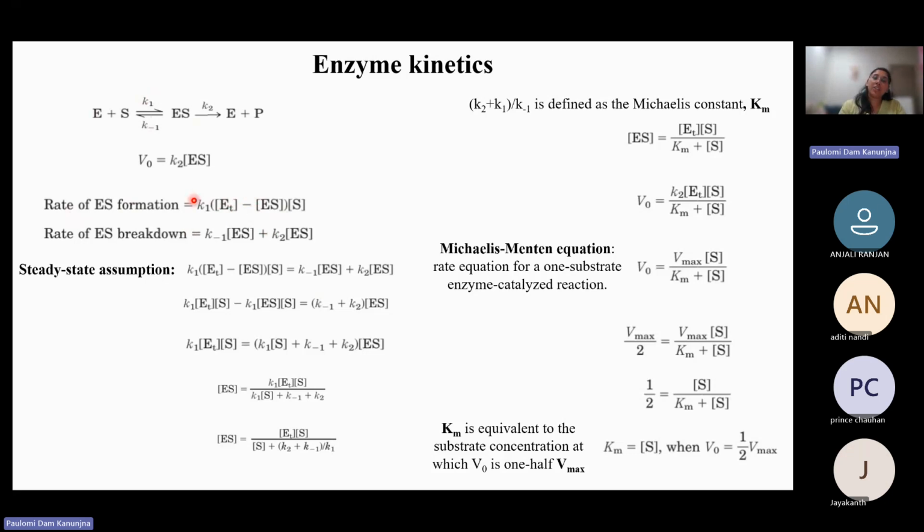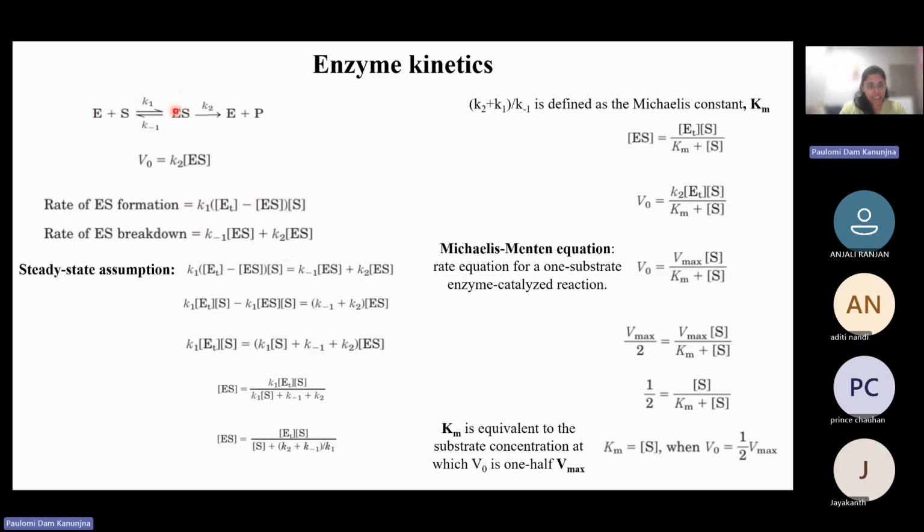So you find out the rate of ES formation is basically the free enzymes available in S. Free enzyme is basically enzyme total minus the ES complex already formed. Rate of ES breakdown is the reverse. So you have all the ES that is formed that can break away. So K minus 1 into ES. You also have K2 ES.